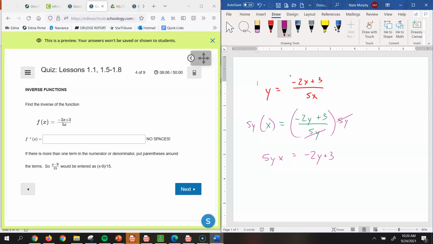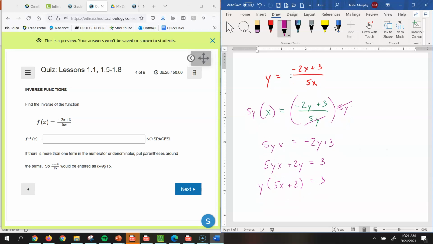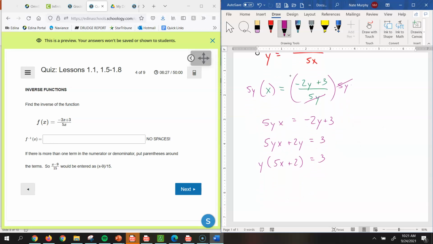Remember, my goal is to get the y's on one side and the variables on the other side. So the only thing I can do right now is add 2y to both sides. So I'd have 5yx plus 2y equals 3. Again, my goal is to solve for y, so I look over here on the left side and I see that I could factor out a y. So I'd have 5x plus 2 in parentheses after factoring out a y. And now again, my goal is to get the y by itself, so I'm going to divide both sides by 5x plus 2.